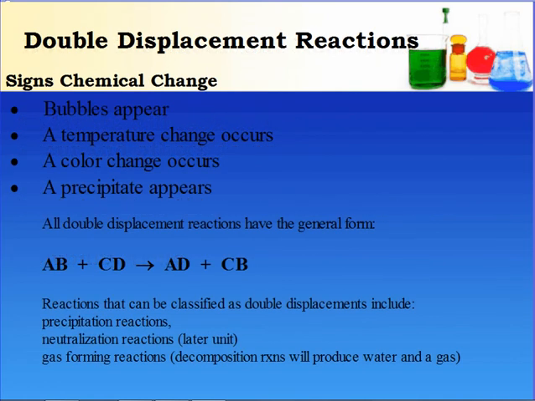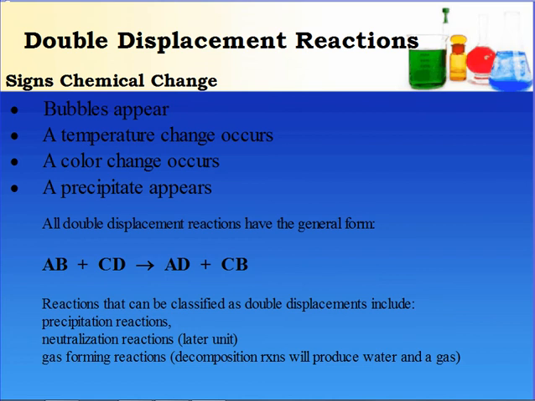Okay, some of the signs that a chemical change has occurred. Keep in mind these are just a handful. This is not a comprehensive list, just the ones that we are concerned with in our classroom. We have bubbles appearing, which indicates a gas is forming, a temperature change, a color change, and a precipitate. Remember that a precipitate was a solid coming out of solution. Actually, on the next slide, I'm going to show you some precipitates that we've done in the classroom.